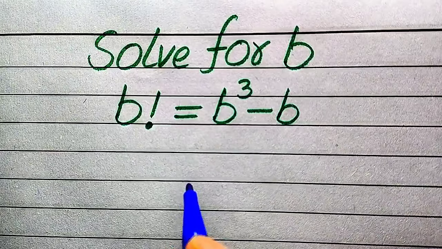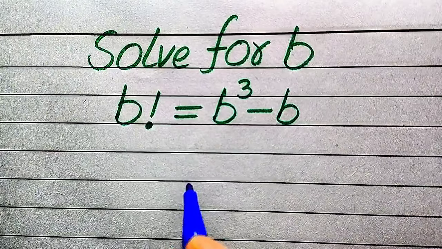So here we move towards the solution of this problem, and the very first thing we are going to do is focus on the right hand side. This is b cubed minus b, and you see b is the common term, so we take b common and the remaining values are b squared minus 1. Now we rewrite this as b squared minus 1 squared, and here we use the nice algebraic formula.